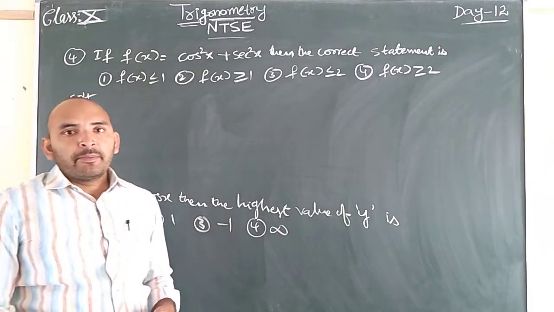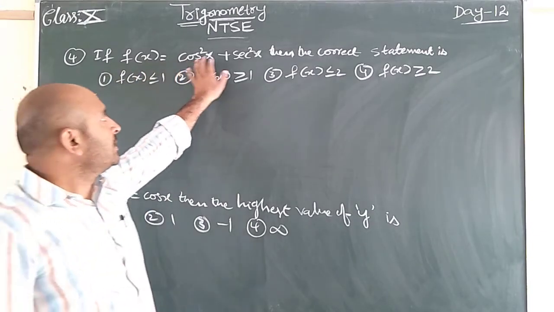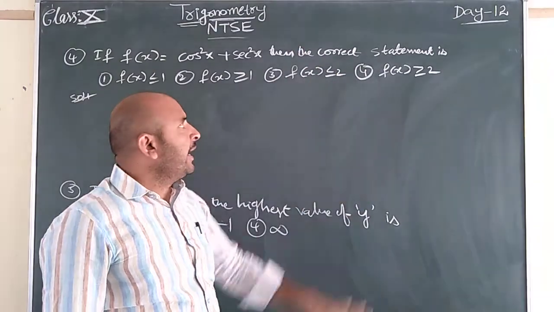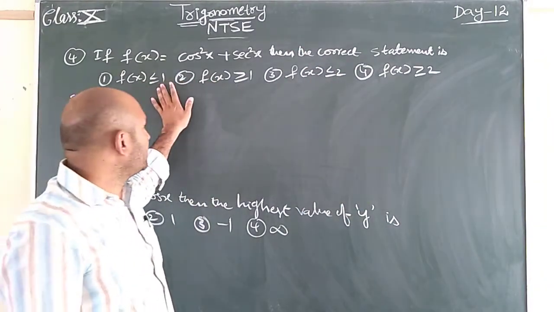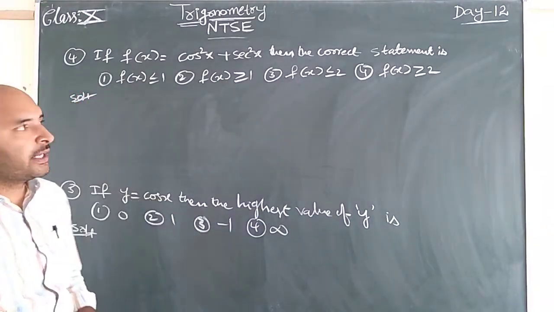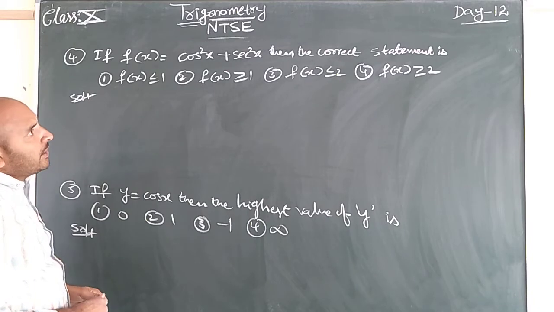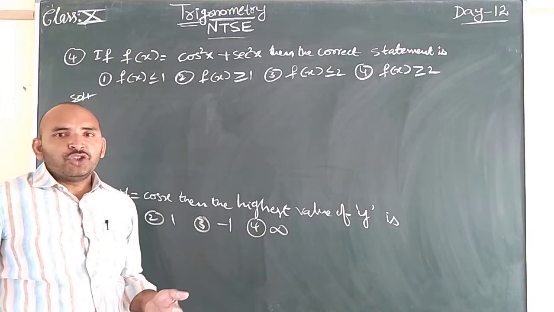Next, problem number 4. If f of x is equal to cos square x plus secant square x, then the correct statement is: f of x less than or equal to 1, greater than or equal to 1, f of x less than or equal to 2, and f of x greater than or equal to 2. So before that, you already know about one relation, arithmetic mean and geometric mean.